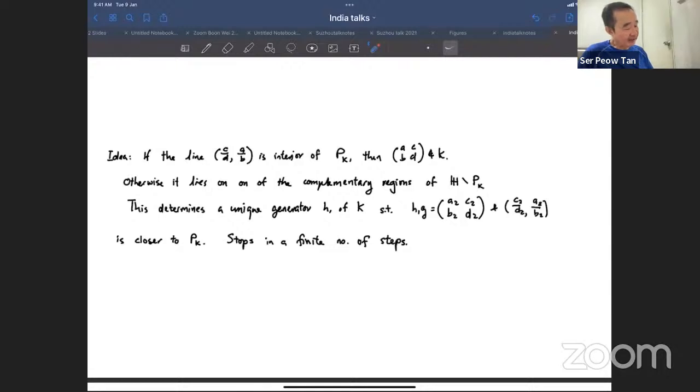algorithmically is, if this line over here is in the interior of K, then it is not inside K. But if it's on the exterior of K, it lies on one side of the boundary. And then you can find a unique generator of K, so one of the side pairings, such that this thing over here gives you something which is closer. Okay.